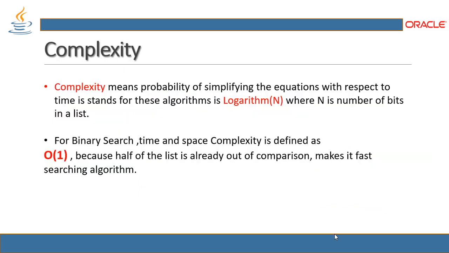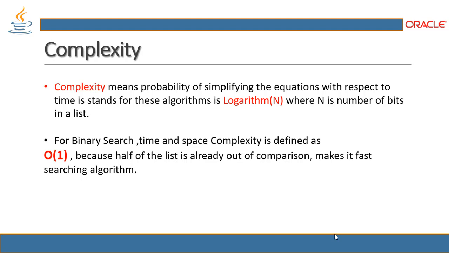Now let's talk about the complexity. Complexity means the simplifying of the equations with respect to time. It is expressed for these algorithms as log n, where n is the number of elements in a list. To understand it in simple words, it is the process time to find the key in a search algorithm with respect to the number of elements in a list.